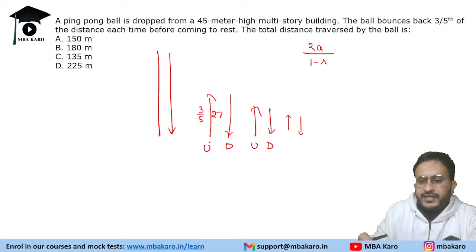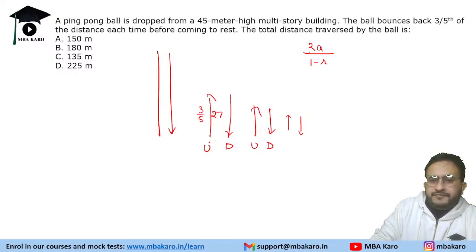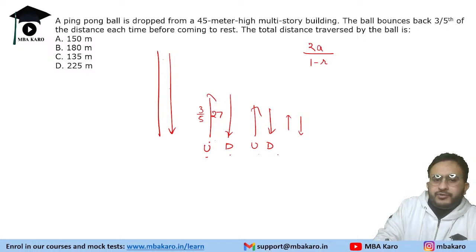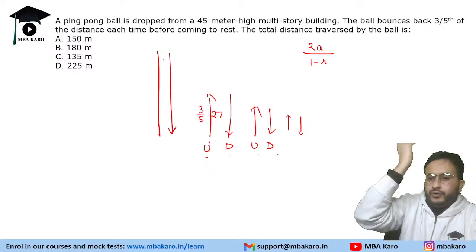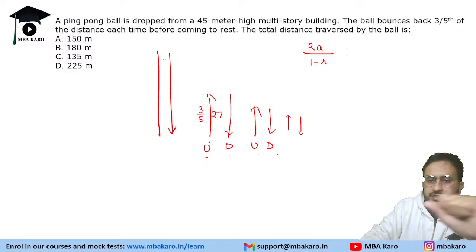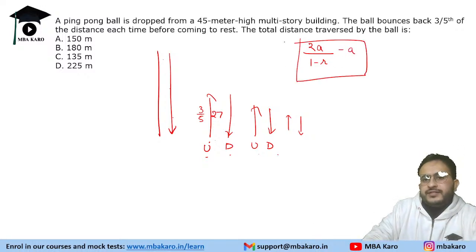ठीक है, डायरेक्ट फॉर्मूला कैसे आता है? So the sum of an infinite GP is A upon 1 minus R two times, because it is going up and down. But when we are talking about the first drop, it is only once. यहाँ पे up नहीं हो रहा है, right? We are not throwing it up. It is dropped from a location. So we will subtract A from this.